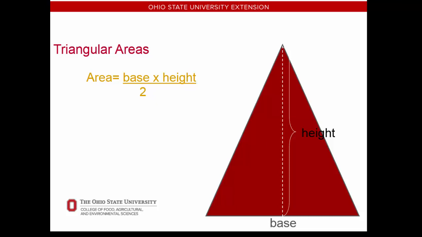Now, to calculate the area of a triangle, multiply the base times the height divided by 2. In this example, the base is 20 feet and the height is 30 feet. Multiplied, they equal 600. Divide 600 by 2 and the area equals 300 square feet.